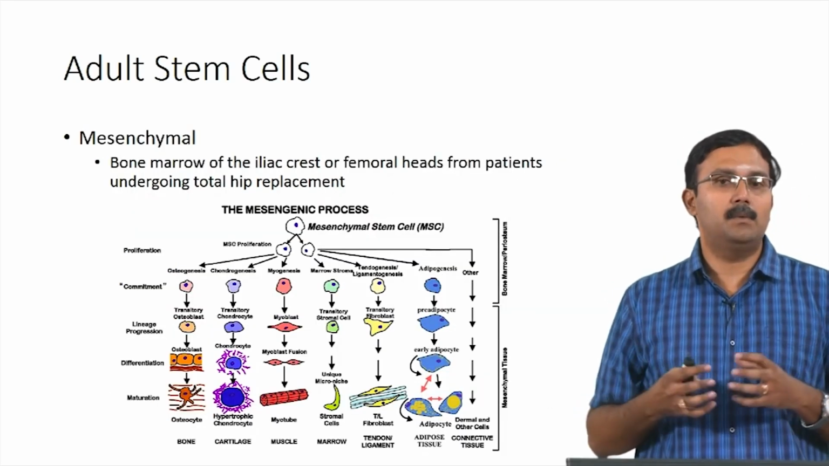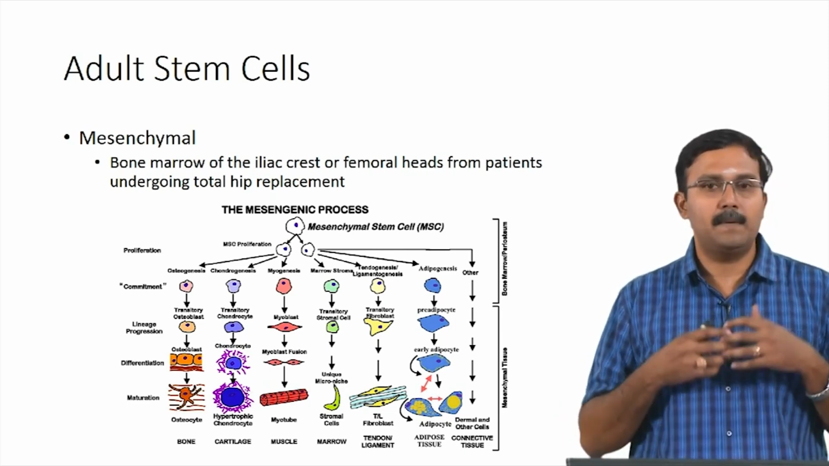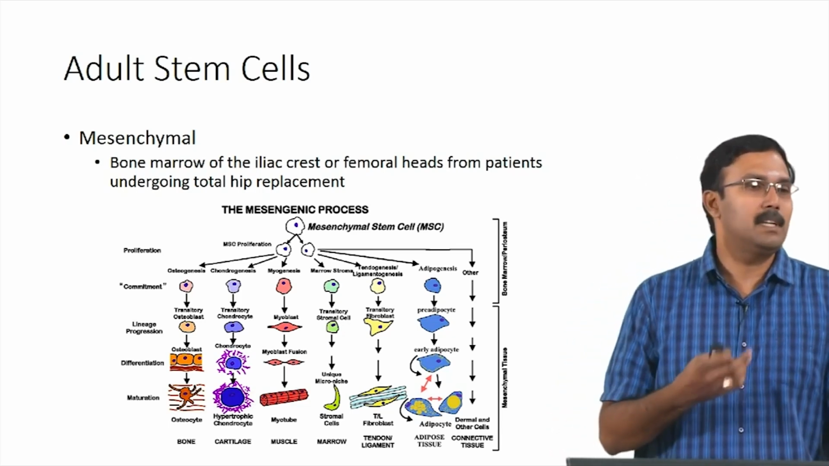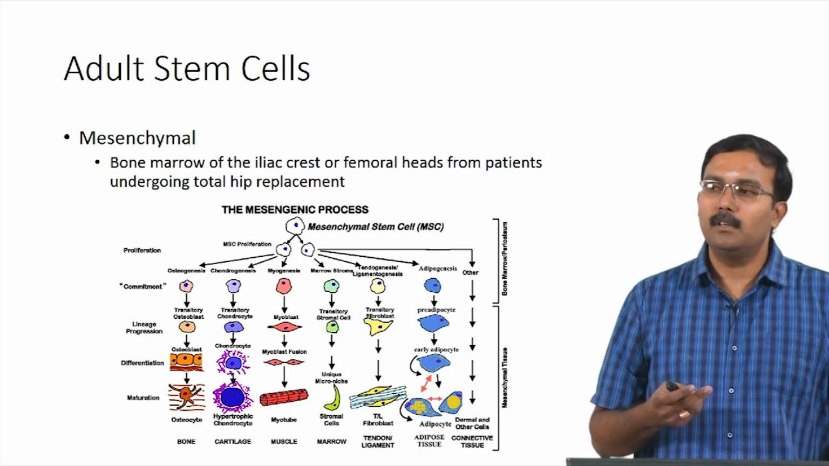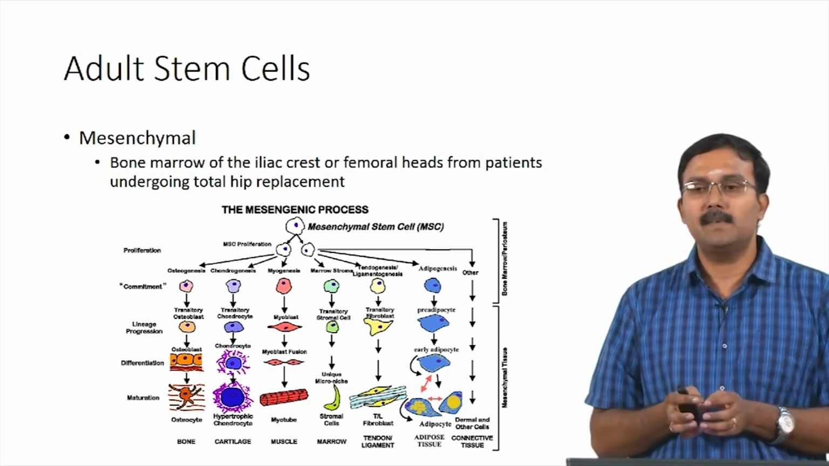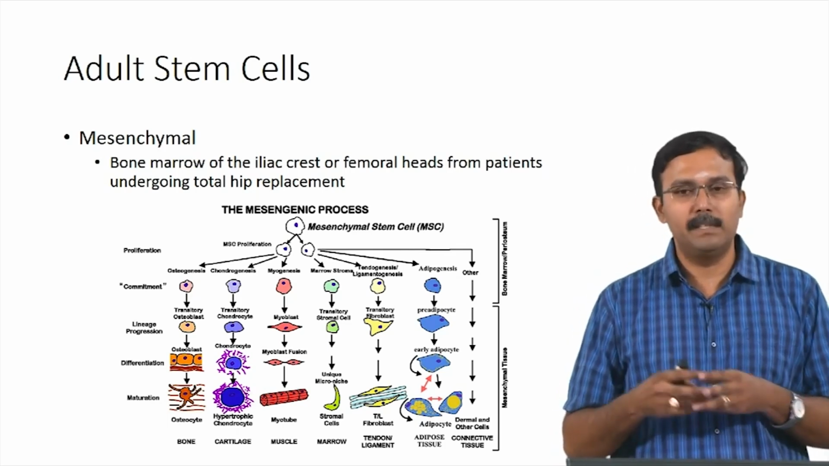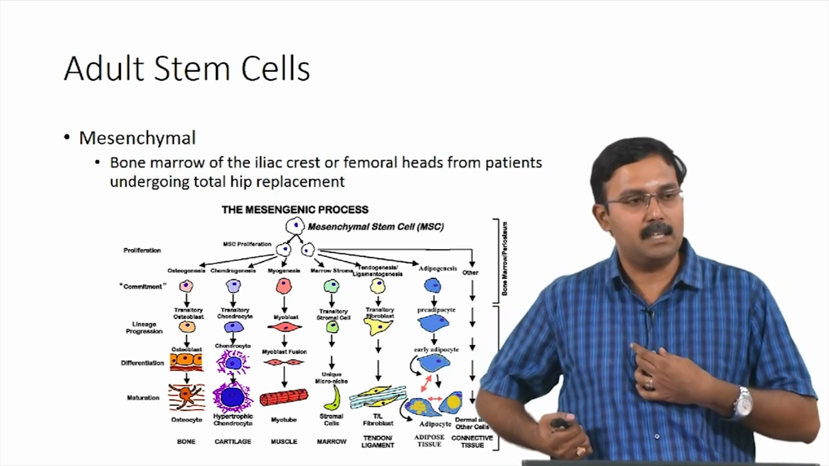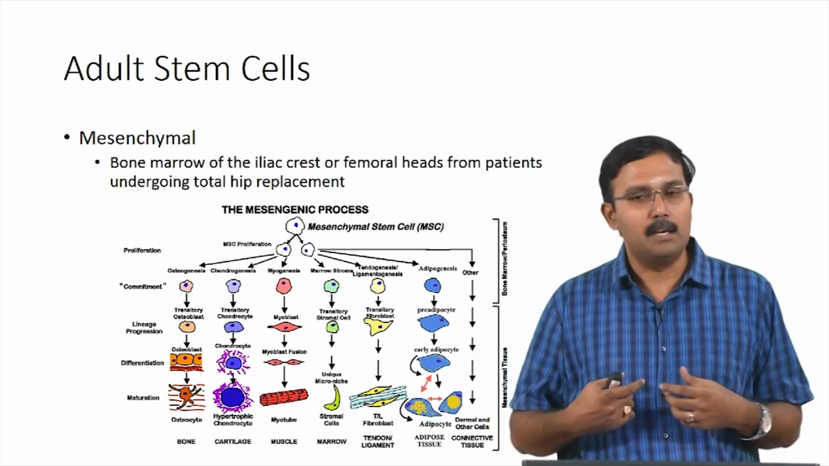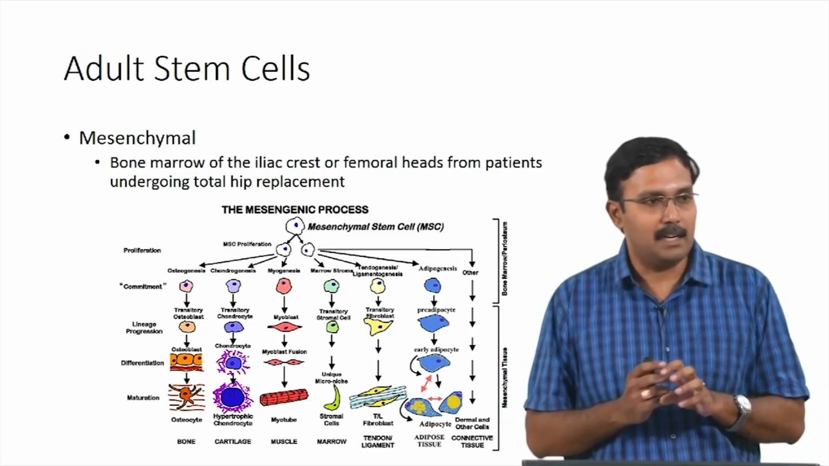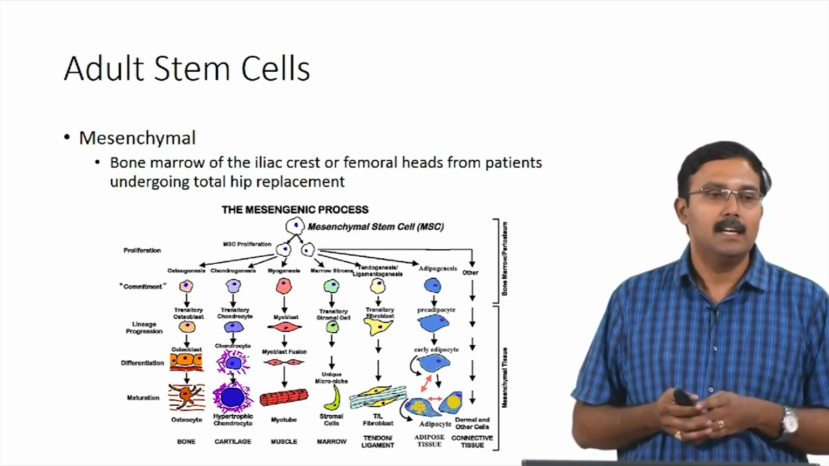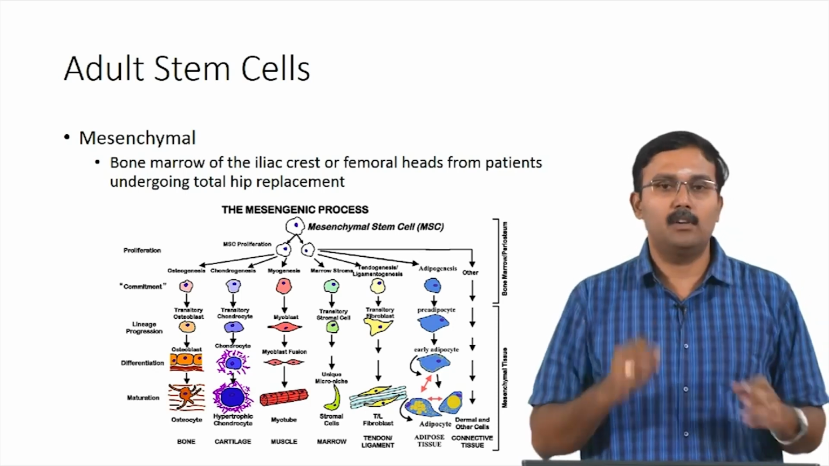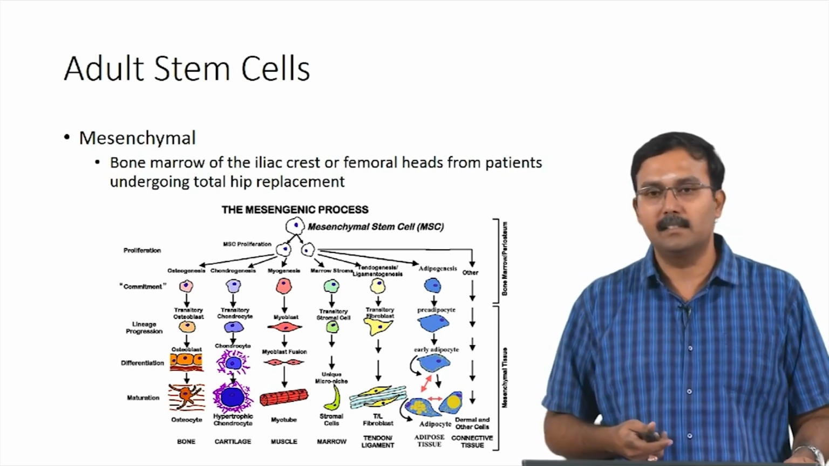Mesenchymal stem cells are the ones which are extensively studied. They are obtained from the bone marrow of the iliac crest or the femoral head from a patient who is usually undergoing total hip replacement. So, you do not harvest mesenchymal stem cells only for that purpose, because it would be quite a painful procedure. The iliac crest is from your hip, and you can get it from your sternum, which is the joint between your rib cage, and you can also get it from the femoral head. The femur is the bone in your thigh, and the head which fits into the ball and socket joint is also a place from where you can get these.